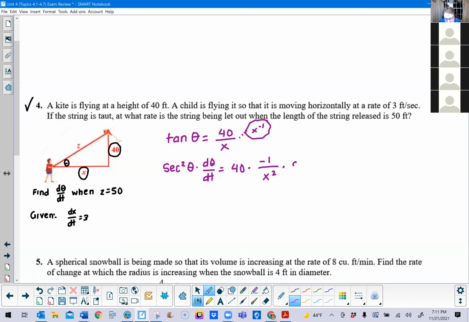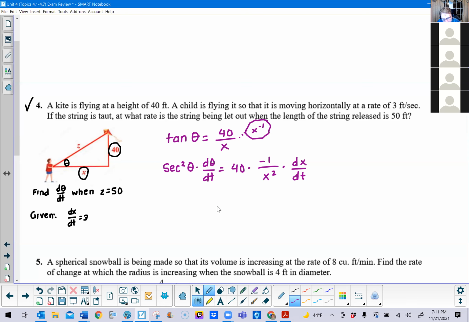Don't forget your dx dt's. That's a very, very pivotal part of related rates. This is a skill that we worked on during the last unit test that, quite frankly, you guys were pretty good at, right, with implicit differentiation.